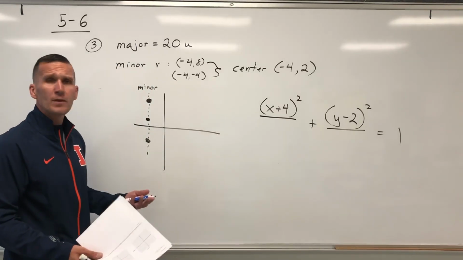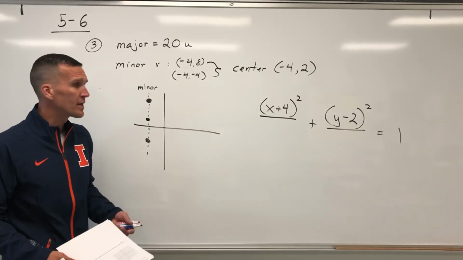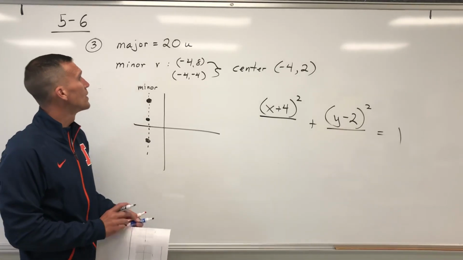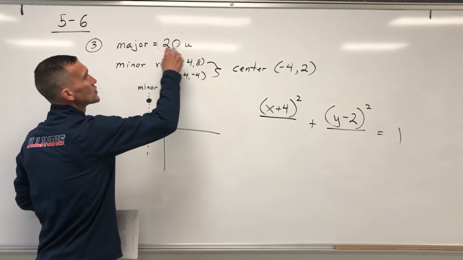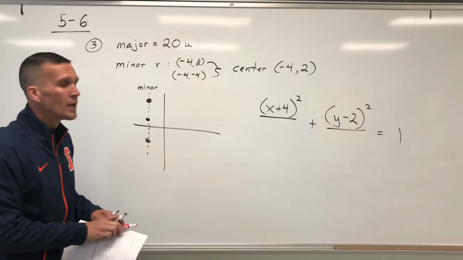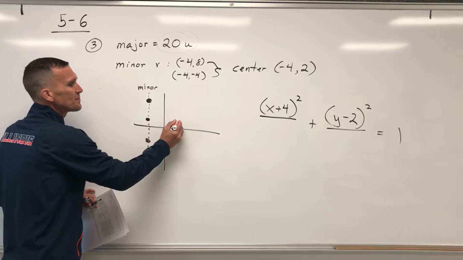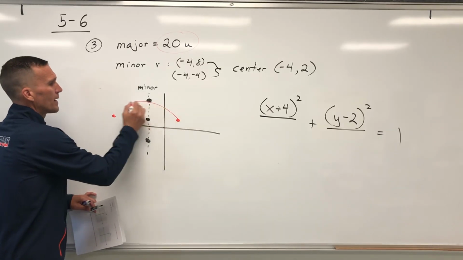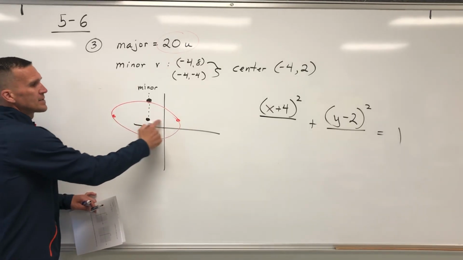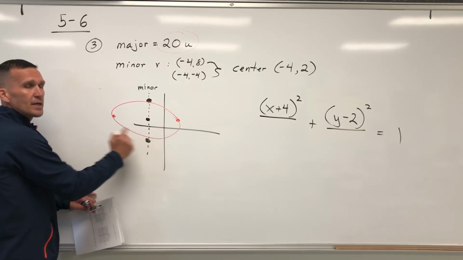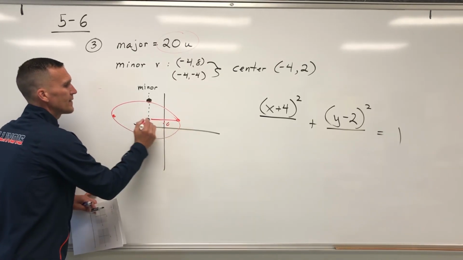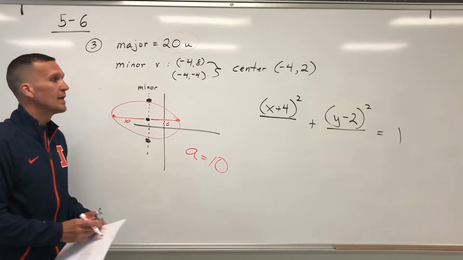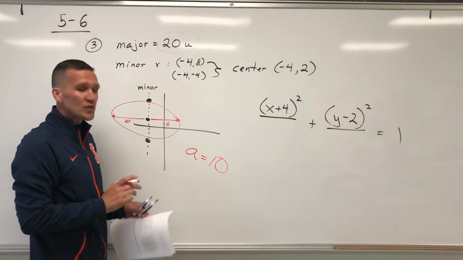Now, the only other thing I really have to do is figure out my denominators. That is, again, how far you're moving left and right, or up and down. If the major axis is 20 units long total, that means you would go 10 spaces right and 10 spaces left. That makes my ellipse horizontal because 10 is larger than 6. If that's 10 and that's 10, I know my a value is 10. And this denominator is a squared.